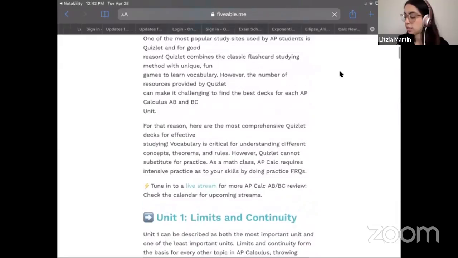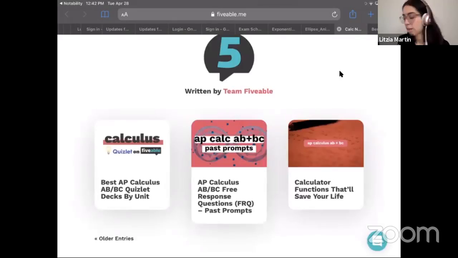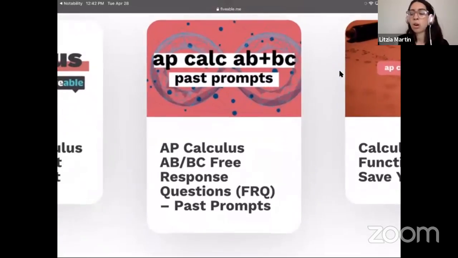And then, now it's all taking forever to load. Free response questions from past exams, since this exam is going to be solely just free response questions, then I recommend you look on there. But remember also AP Classroom has free response questions for you on there. So definitely look at those AP Classroom questions first and try those out.